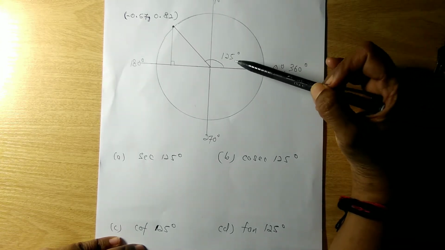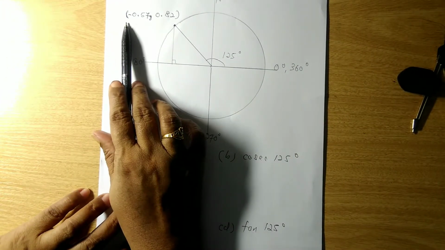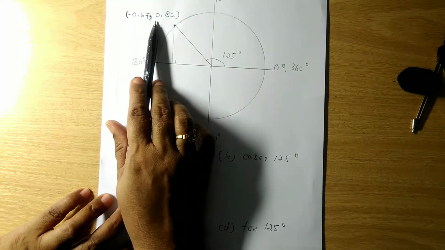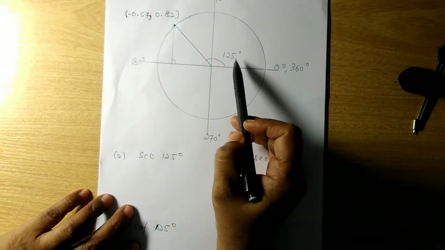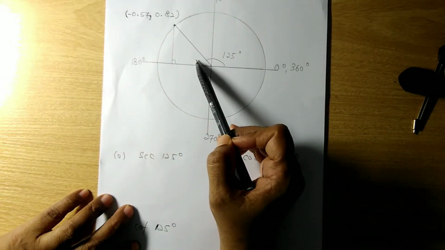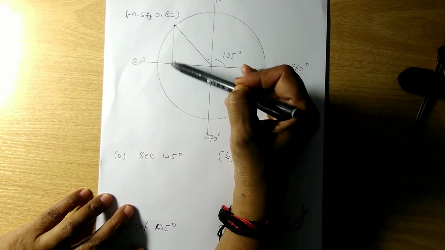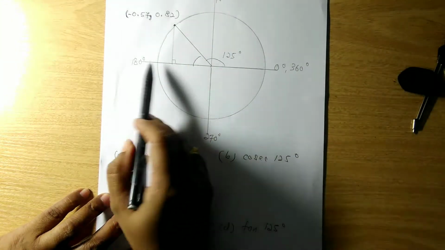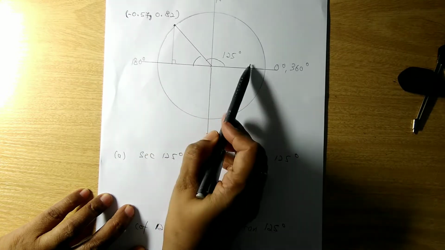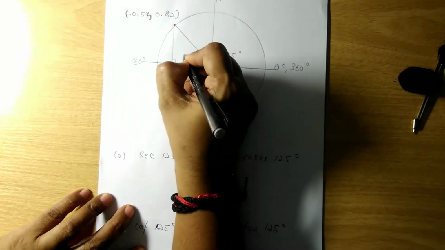This angle is 125 degrees, and they've given you a coordinate here: negative 0.57, 0.82. Like always, this is an obtuse angle, so we need to find your corresponding or reference angle, which is going to be here. That means we construct a right angle triangle. My angle here, because this is a supplementary angle, 125 plus this must give me 180, so this is 55 degrees.